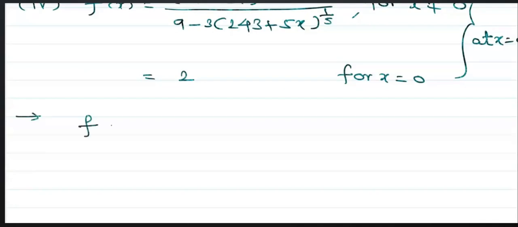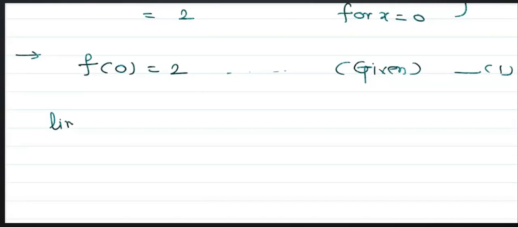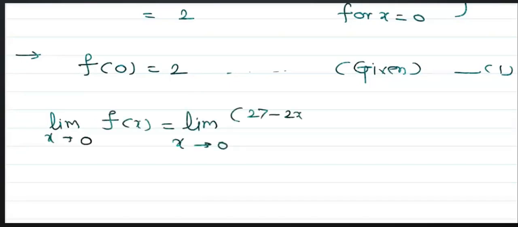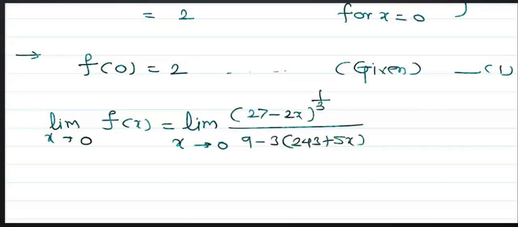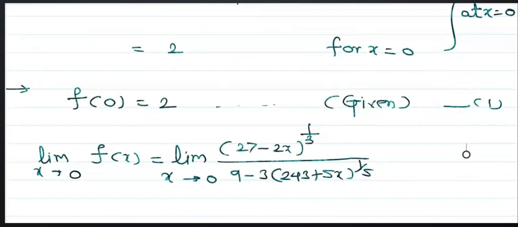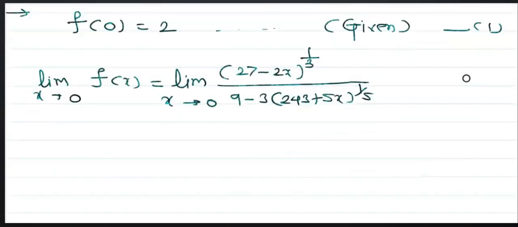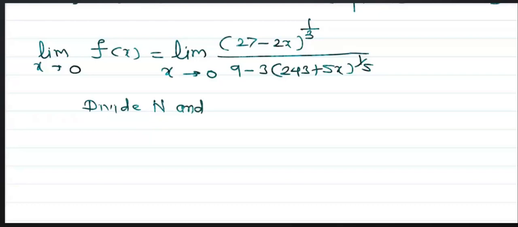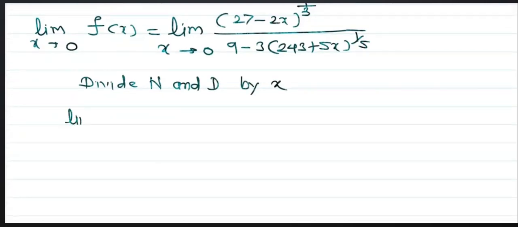Now this is a very important, very tough problem. Normal consideration is not there; you have to adjust the terms. Limit x tends to 0 of f of x. Limit x tends to 0 of (27 minus 2x) bracket raised to 1 upon 3 minus 3. I forgot to write down the minus 3.